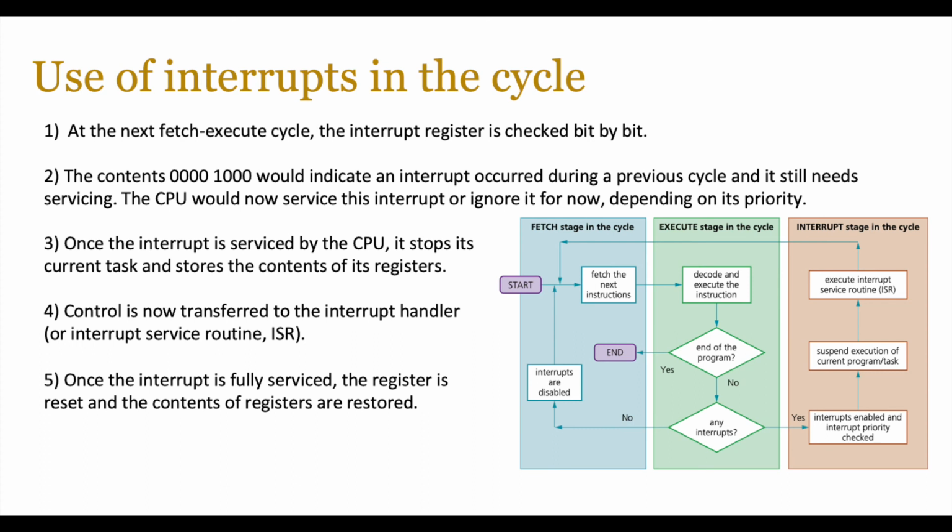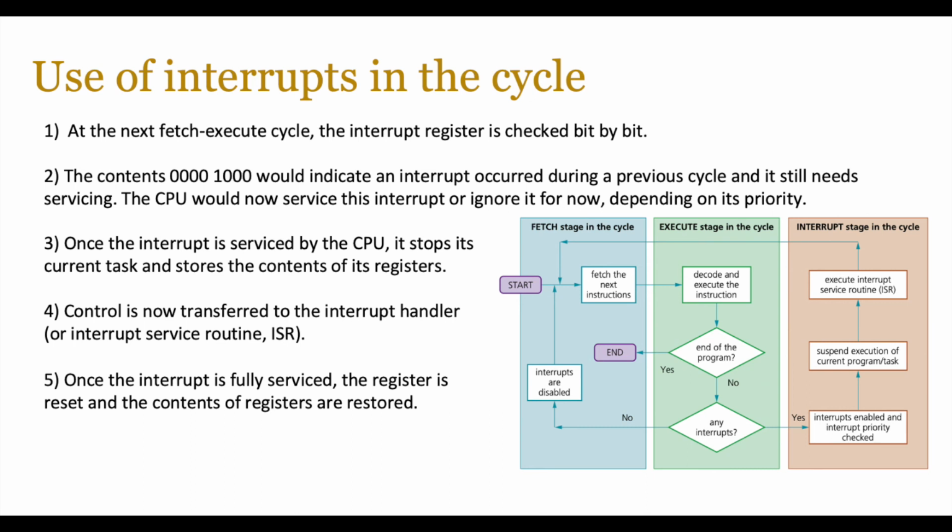Once the interrupt is serviced by the CPU, it stops its current task and stores the content of the registers. Control is now transferred to the interrupt handler or the ISR routine, and once the interrupt is fully serviced, the register is reset and the contents of the registers are restored. So when the process starts, the CPU is fetching the instructions, it's decoding the instruction and checks for the end of the program. If there is the end of the program, then it ends.